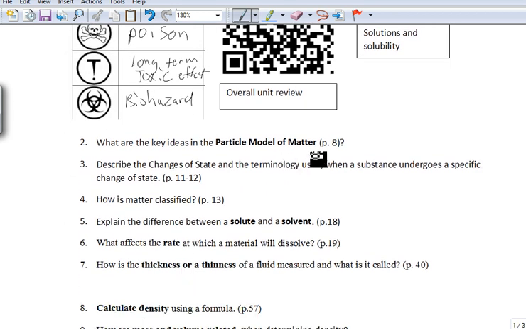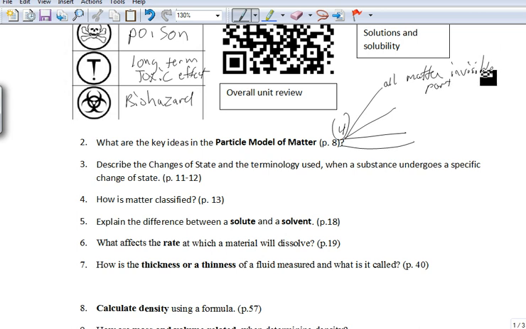The next, what are the key ideas to the particle theory of matter? There are kind of 4 key ideas that you should know about the particle model, and that is all matter has invisible particles. Different substances have different particles. The second thing that you should know from page 8 on the particle model is there are spaces between particles.